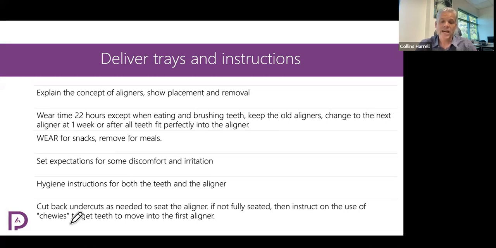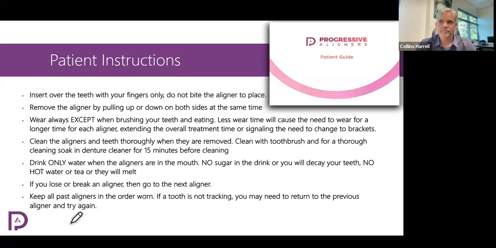And that's a really good practice throughout treatment, is for them to use these chewies anywhere where they can tell that the aligner, when they bite on it, has a little bit of a squish factor, like there's a little movement there. They're going to want to bite repeatedly on those areas until the teeth have moved into the aligner, so that we don't change to the next aligner until all of the teeth have expressed the movements of that aligner and are fitting perfectly into the current aligner.